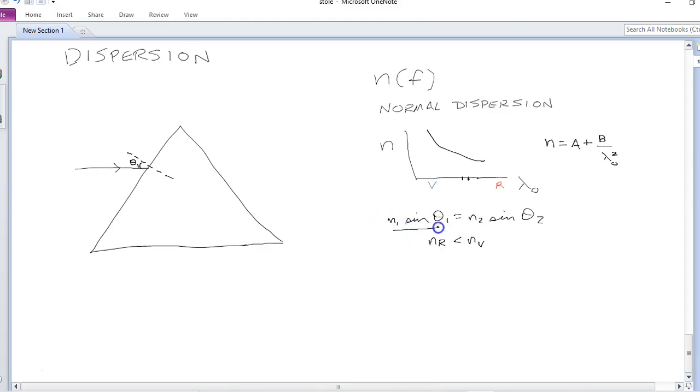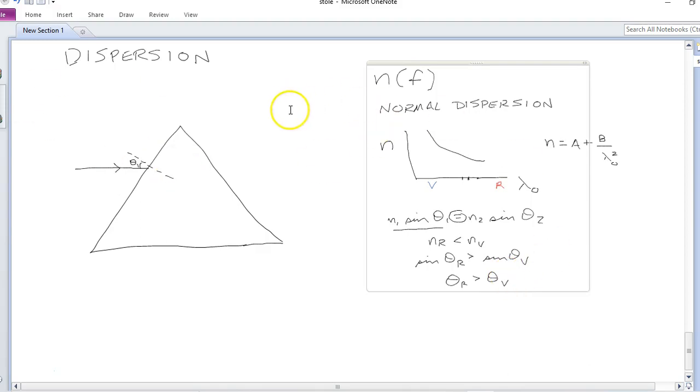Mathematically, the left side of my equation is the same for the different frequencies. But N red is smaller than N violet. So to keep this as an equality, what do I need? I need sine theta red compared to sine theta violet. Well, N red is less than N violet, so sine theta red better be bigger than sine theta violet. And the nature of the sine function means that theta red is bigger than theta violet. Okay, so that's the math.